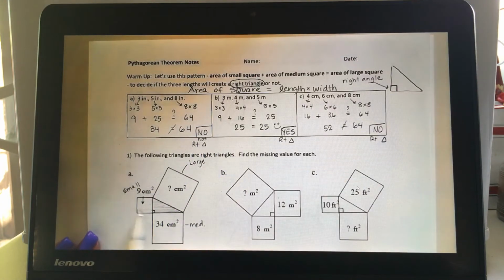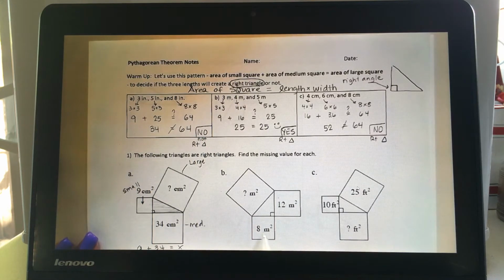So again, the multiplication has already been done for us. So we've got the small plus the medium. Again, those have already been calculated for us. The areas have been done. We can see that squared notation there. Equals the large one. We'll go ahead and call that x. So 9 plus 34 is 43 square centimeters for that larger one.